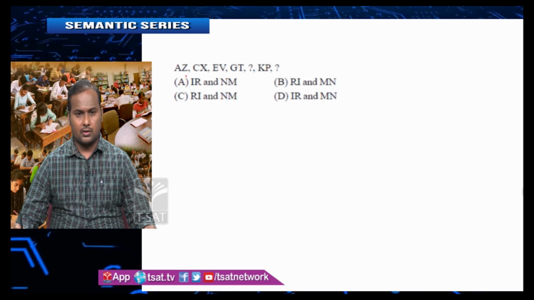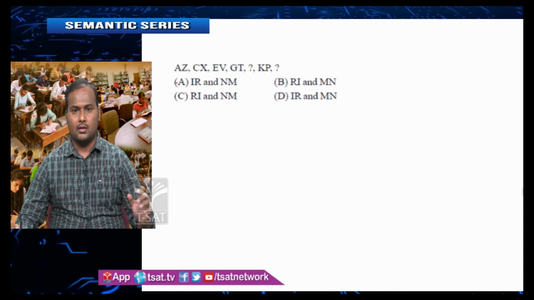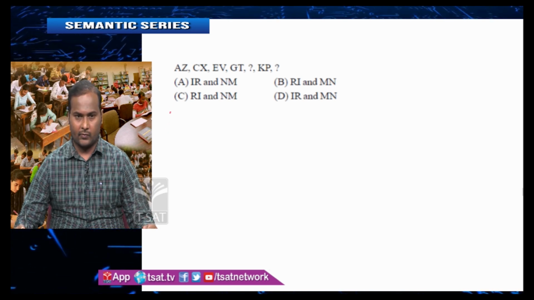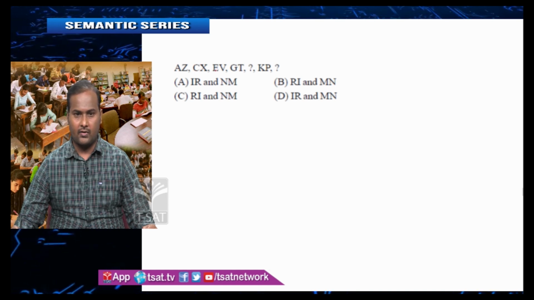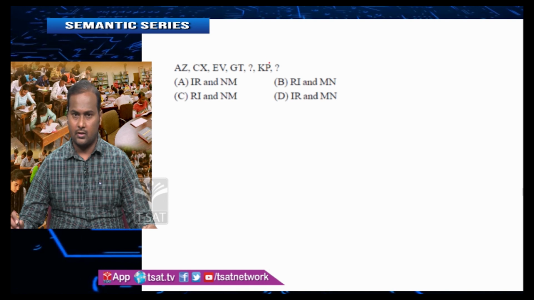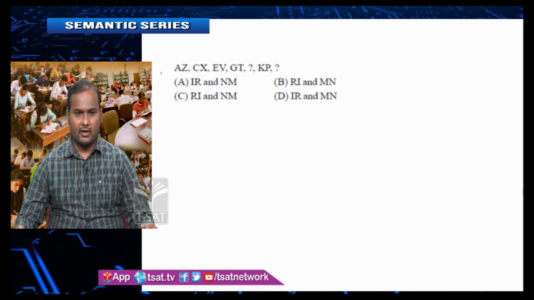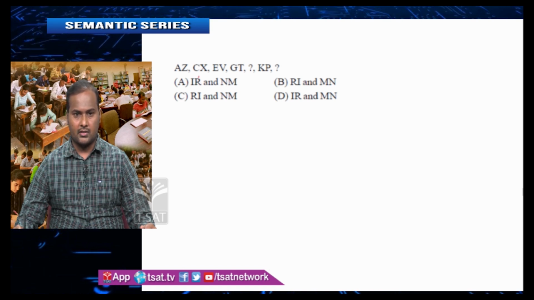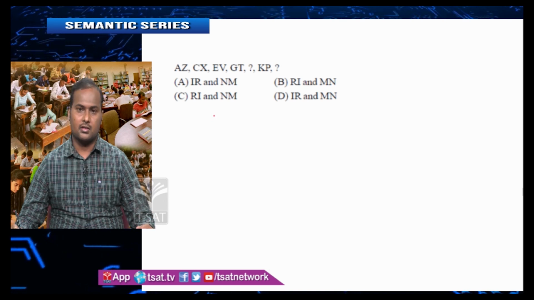In this particular question, the moment you see the question, what you need to get in the mind is they are opposite letters, meaning A opposite is Z, you should know that. Next one is C opposite X. In the same way, E opposite V, G opposite T, K opposite P. So, in the options also it will be opposite. For example, see options I R and N M. I opposite is R, N opposite is M, and in all the options also everything is opposite.